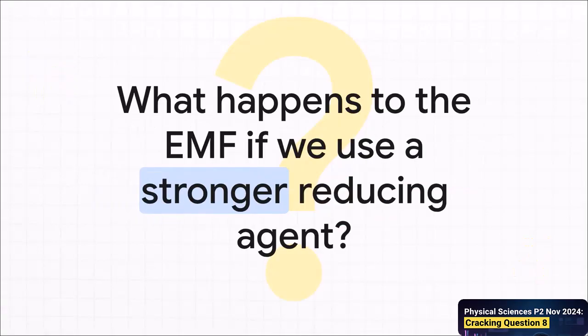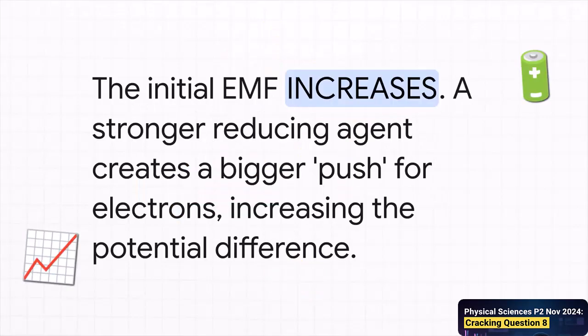The very last part, 8.2.2, is a quick thinking question. It asks, what if we took out the lead and swapped it with an even stronger reducing agent? What would happen to the initial voltage of the cell, the EMF? The answer is simple. It increases. Just think about it this way. The EMF, or voltage, is basically the push that's shoving the electrons through the wire from one side to the other. A stronger reducing agent is way more desperate to get rid of its electrons. It gives them a much harder push. This bigger push creates a bigger potential difference between the 2 sides, which we measure as a higher initial EMF.